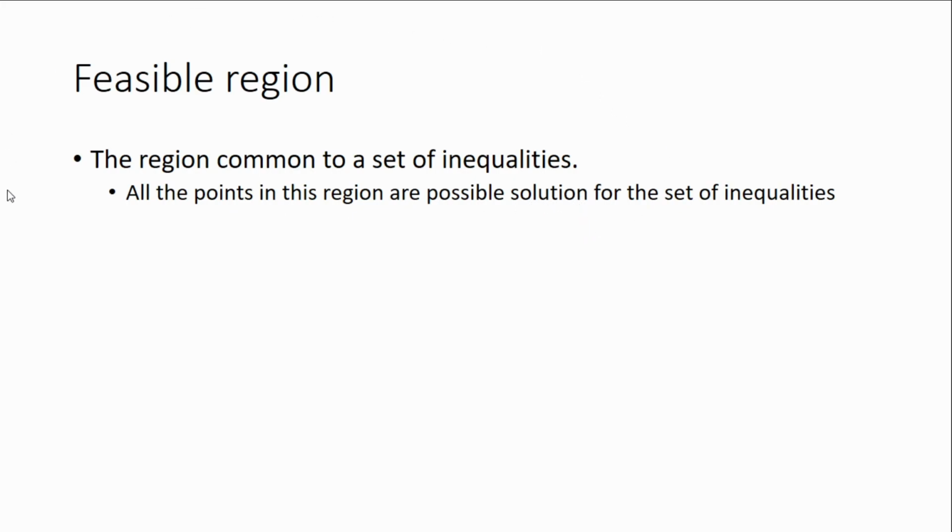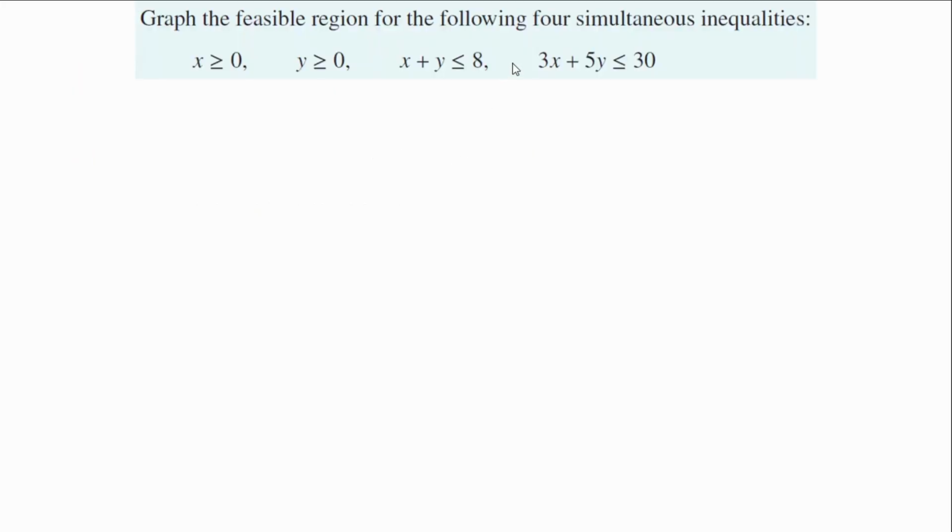Let's just pause the video here and make sure this is in our reference. Alright, otherwise let's move on to some example questions. So I'll do these with you step by step. So we're going to start off by graphing the feasible region for the following 4 simultaneous inequalities. So we've got a set of 4 inequalities here.